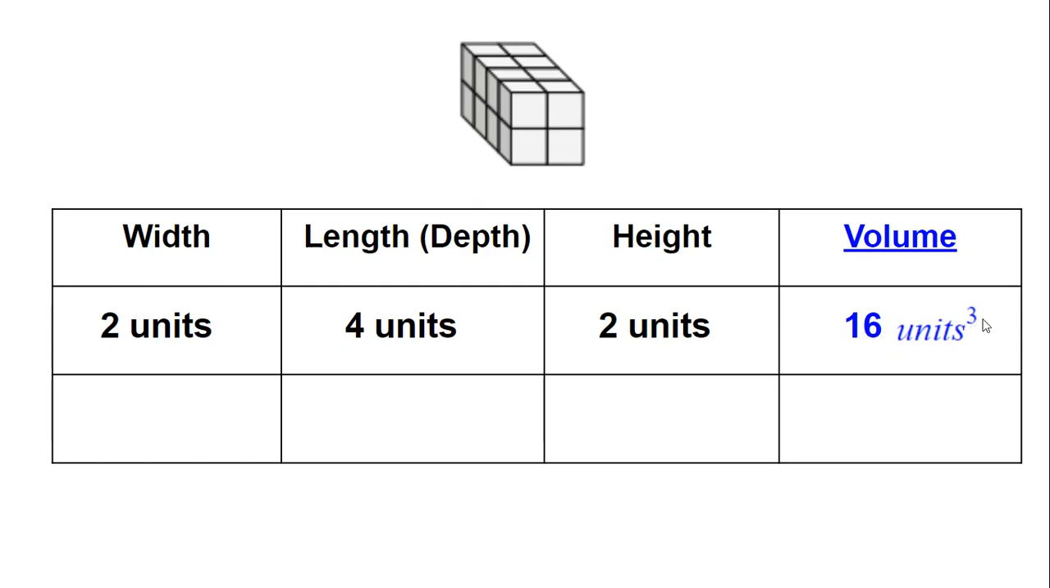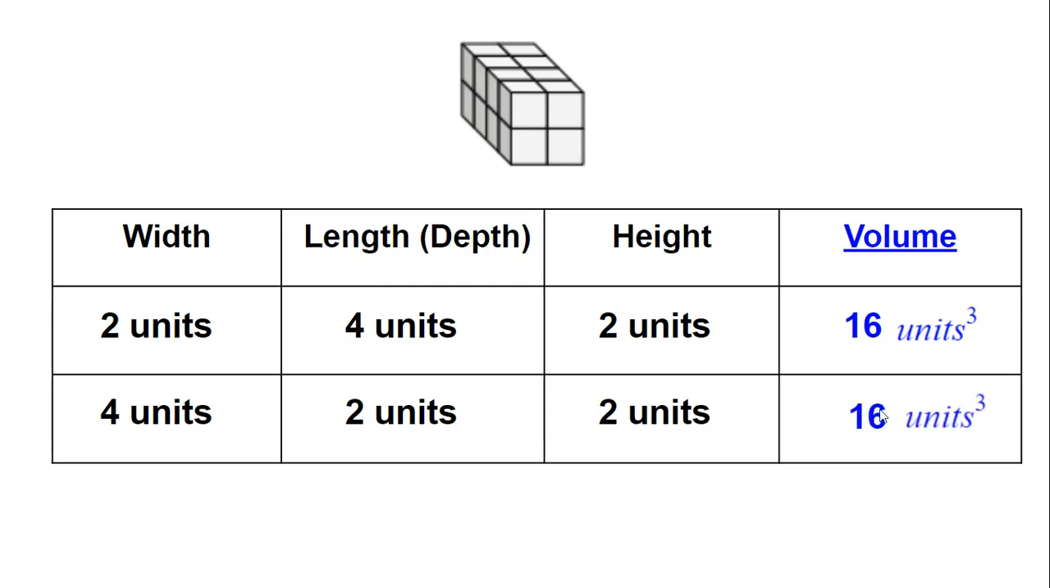Remember how we said that length and width are side lengths. They can be interchanged. So we can also write this problem as 4 units as the width, going back, 2 units as the length, going across, and 2 units going up and down as the height. We would still get 16 units because we've used the same dimensions.